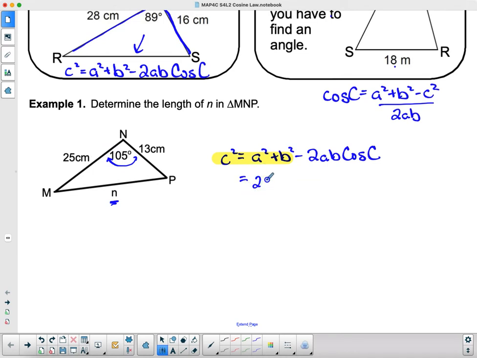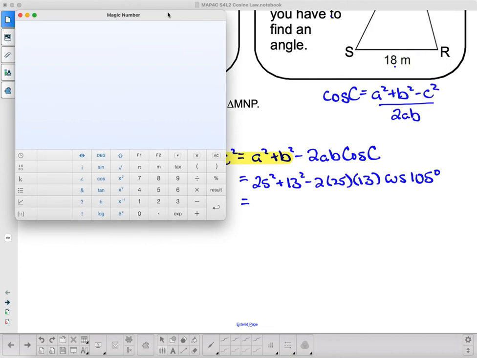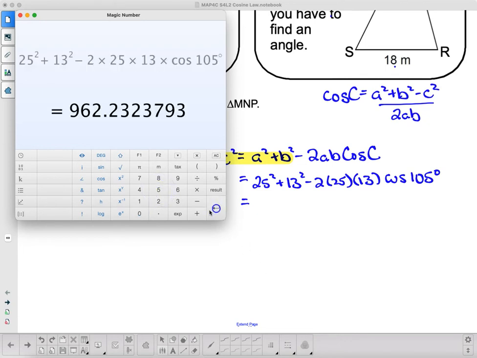So we're going to do 25 squared plus 13 squared minus 2 times 25 times 13 times the cos of the angle between them, which is 105 degrees. So now we're going to pull up a calculator here to type that in. I'll put it over here so you can see what I'm typing. 25 squared plus 13 squared minus 2 times 25 times 13 times the cos of 105. And we get 962.2.